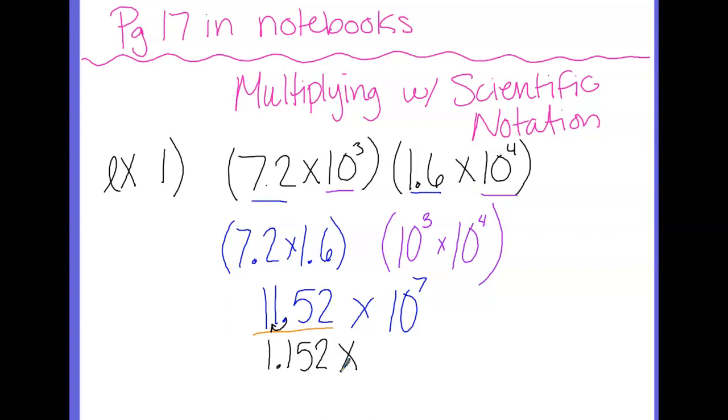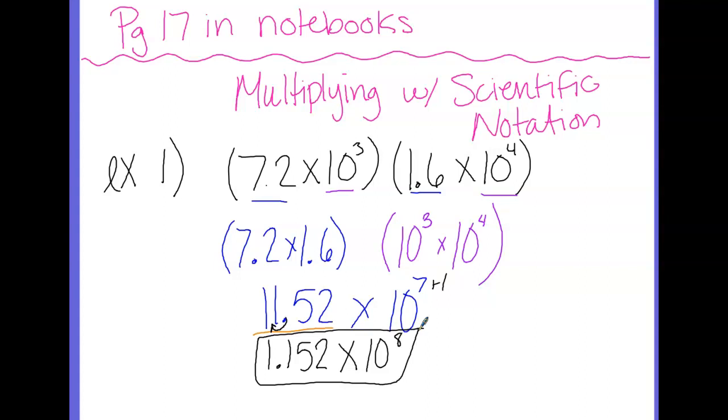What am I going to do? Subtract. When you move your decimal to the left, your exponent gets bigger, so it should be times 10 to the 8th. So when you move it forward, you're going to add. When you move it backwards, you're going to subtract. Okay, that's an easy way to remember that.